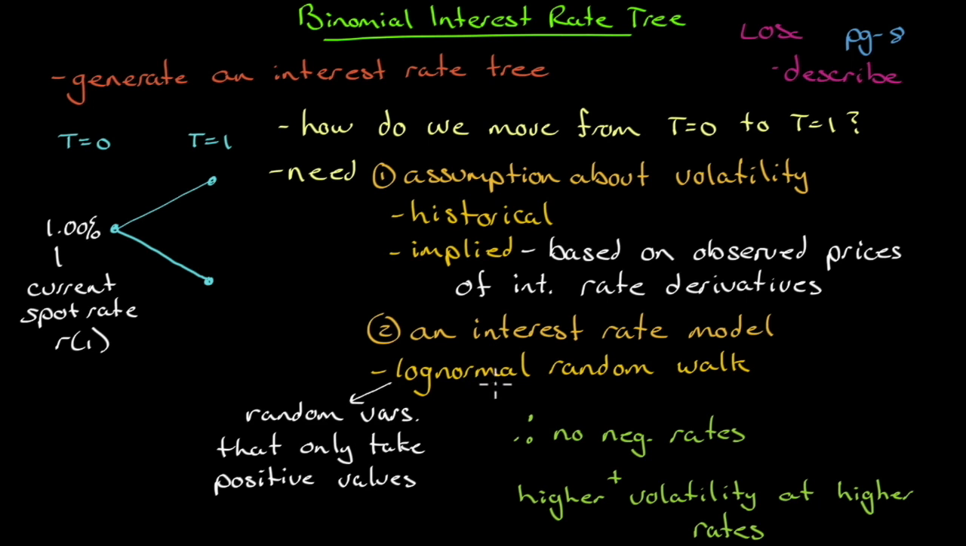We're going to use a log normal random walk. Log normal can only take on positive values. When we talk about log normal random variables, they are random variables that only take on positive values, therefore no negative rates. The other feature that the log normal random walk will provide us with is higher volatility at higher rates. Not to be confused with higher volatility with shorter rates.